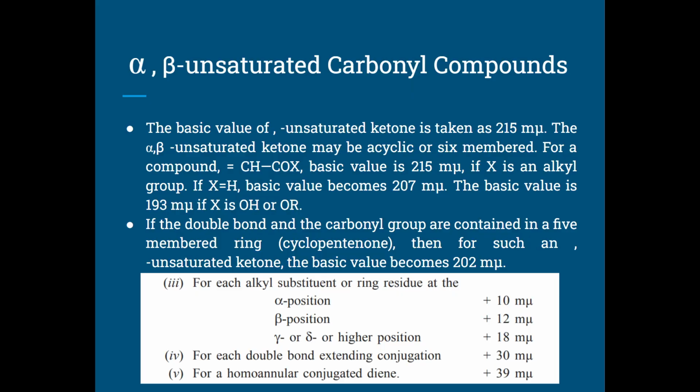So now we will talk about alpha-beta unsaturated carbonyl compounds. इसमें ज़्यादा डिफरेंस नहीं होता है. The thing is that the first double bond is bonded to a doubly bonded oxygen, and after that we will have another double bond. तो दो डबल बॉन्ड मिलके एक बेस वैल्यू बनाएंगे, and further double bonds will be the conjugated double bonds. एक्सटेंशन, कॉन्जुगेटेड एक्सटेंशन, तो जिसमें हम 30-30 ऐड करते थे.